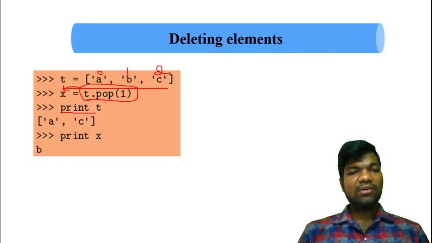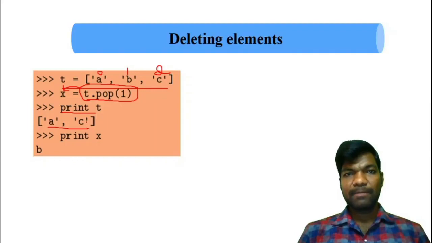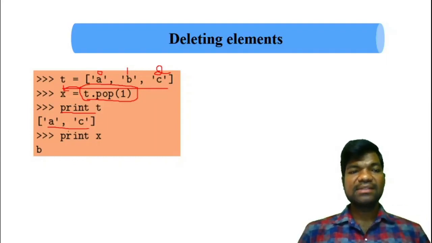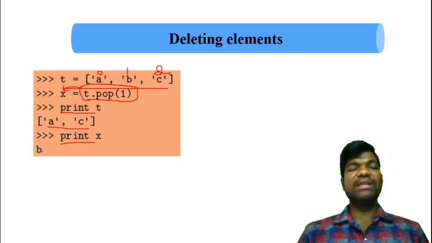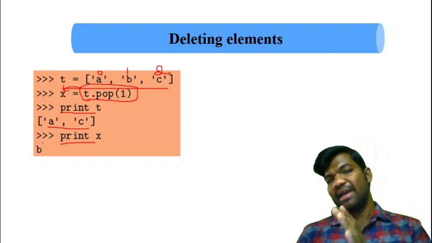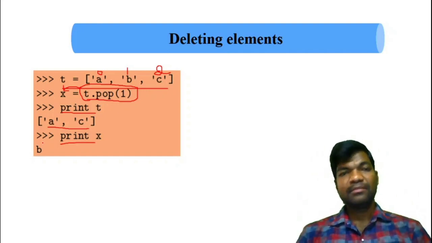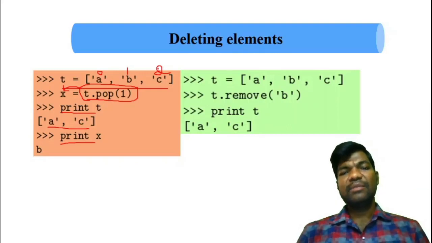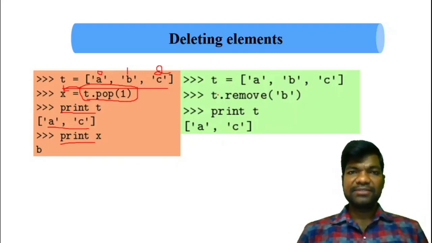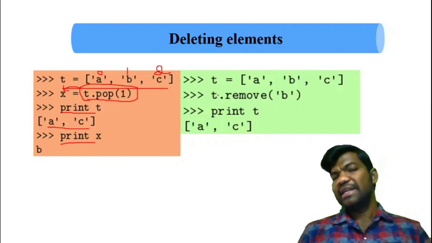Now print T. B is deleted, so we have A and C. Where is B now? B is assigned to X. Now print X, that is B. So here we are popping the element and assigning that element to another variable.